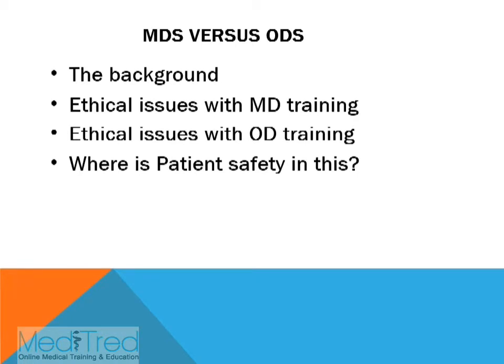Ophthalmologists spend a lot of time training to be ophthalmic surgeons, and so they feel like all the surgeries related to the eye should be restricted to them, versus optometrists, who have 4 years of training, and they also see and treat common ocular diseases from the medical standpoint, and now want to expand their scope of practice to include some of these surgical procedures. This may be financially motivated, or this could be purely from the knowledge point of view that they're motivated to expand their scope of practice. So let's go into the background of each one of these groups, and then we'll ask the appropriate ethical issues in relation to the MD training versus the OD training, and where patient safety lies in all of this.